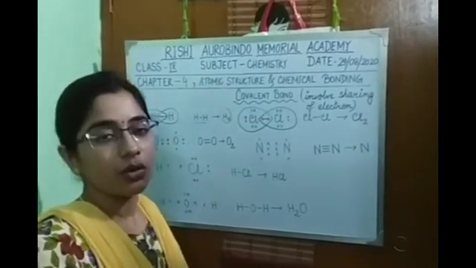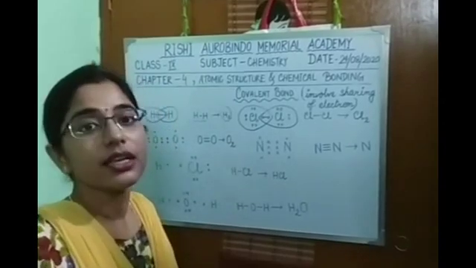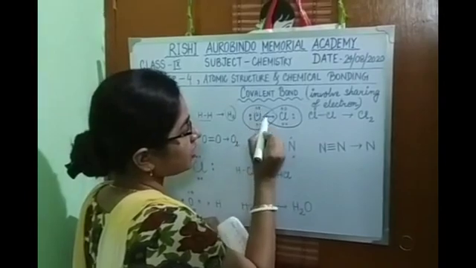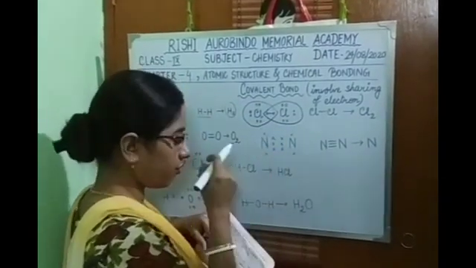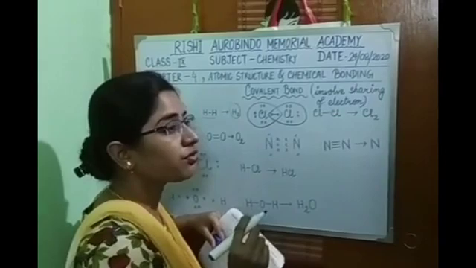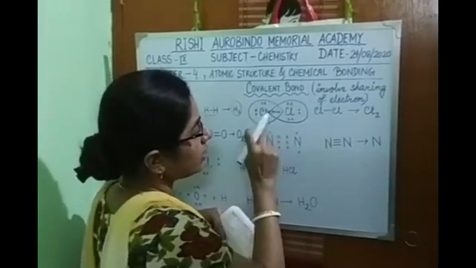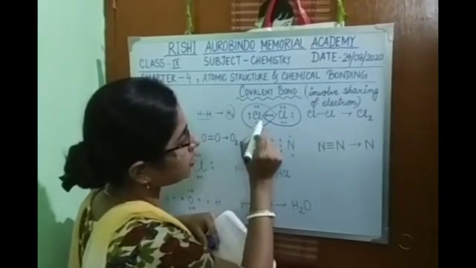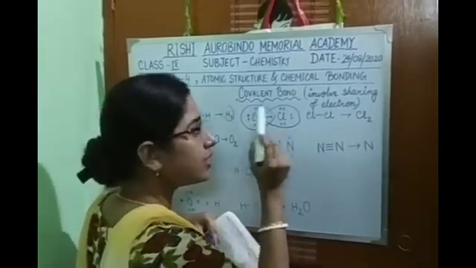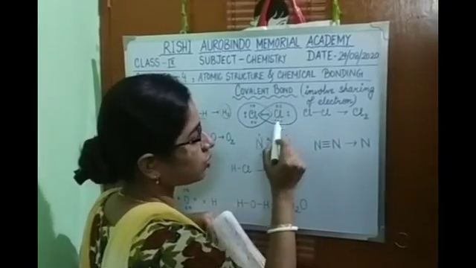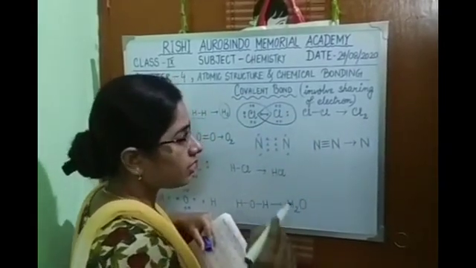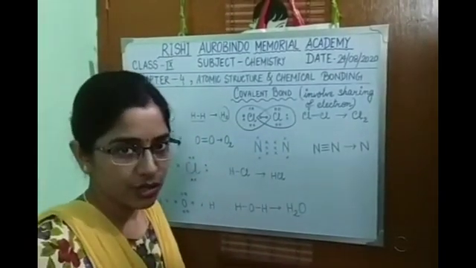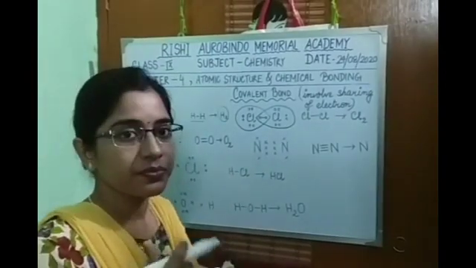That means the outermost shell of chlorine contains 7 electrons. Now 1, 2, 3, 4, 5, 6, 7. The dot signs show the number of electrons in the outermost shell. So this one chlorine atom contains 7 electrons in the outermost shell. Similarly, another chlorine atom also contains 7 electrons in the outermost shell. So they both need 1 electron each.